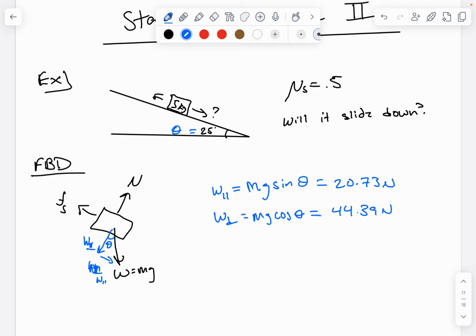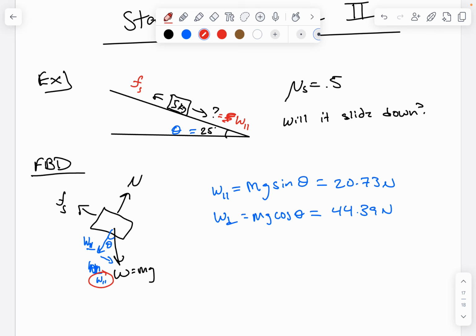So let's go ahead and find our maximum static friction, because we want to know, will it slide? We don't care about acceleration or anything. We just want to know, will it move? We know that our weight parallel is opposing where the friction is. So we want to know, is static friction greater than, equal to, or less than weight parallel? If it's less than, then we're moving. If it's greater than or equal to, the box is not sliding. So let's go ahead and find the maximum static friction.